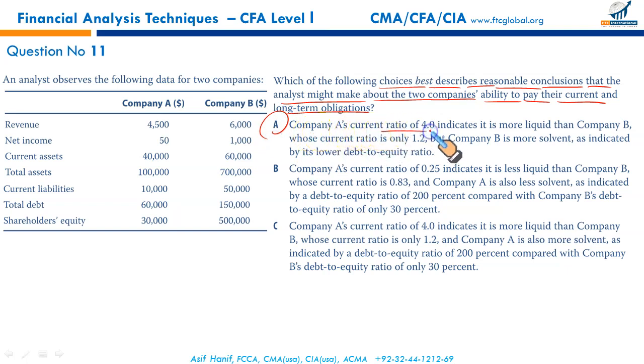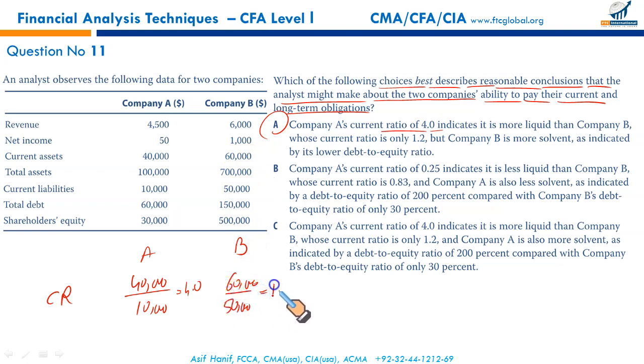Company A's current ratio is 4.0. Let us calculate both for company A and B. First, we'll calculate the current ratio. For company A, it has got 40,000 worth of current assets, and current liabilities are 10,000. So yes, the first number is matching, 4.0. For B, it is 60,000 upon 50,000. It's 1.2. So company A's current ratio of 4.0 indicates that it's more liquid than company B, whose current ratio is 1.2. These two numbers match. We just don't need to click A unless we are convinced.